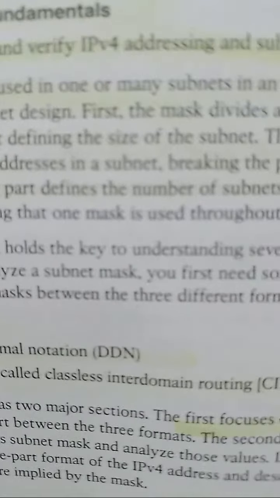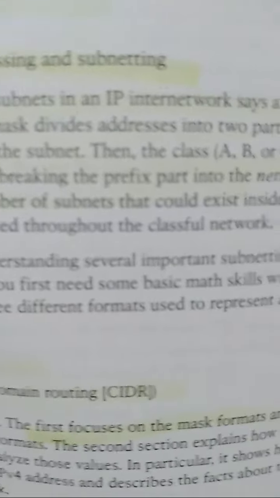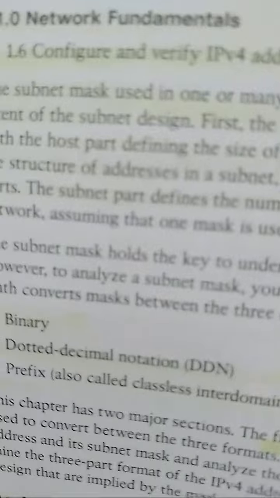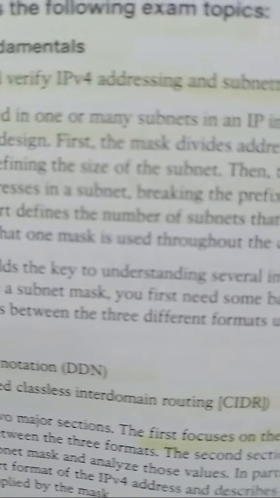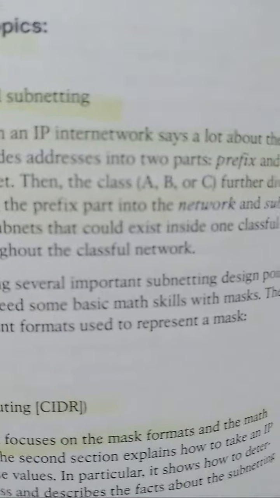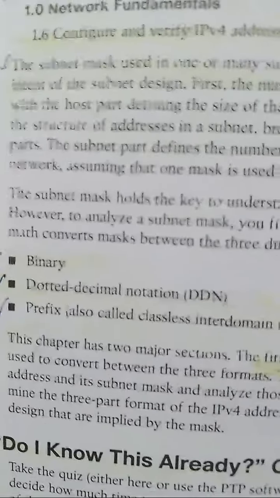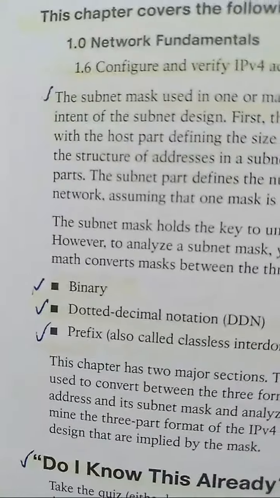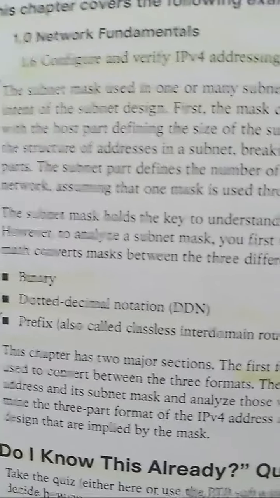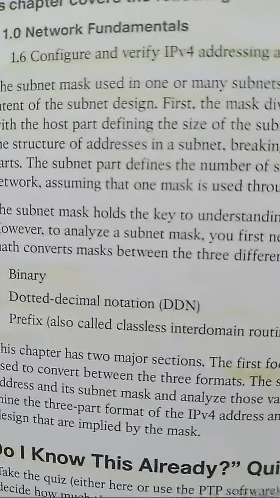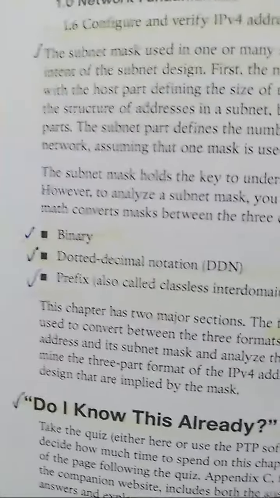However, to analyze a subnet mask, you first need some basic math skills with masks. The math converts masks between the three different formats used to represent a mask, which is what we discussed yesterday: binary, dotted decimal notation, and prefix, also called classless interdomain routing, CIDR. And this chapter has two major sections.